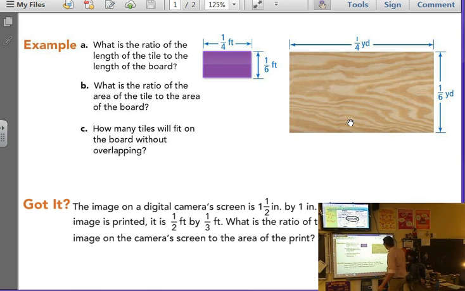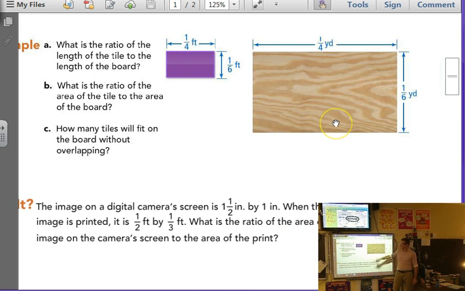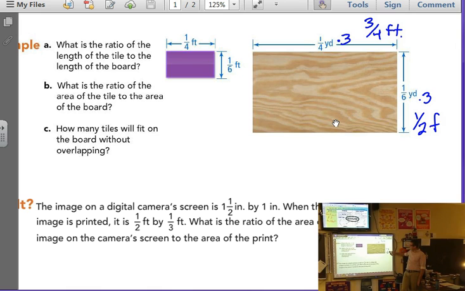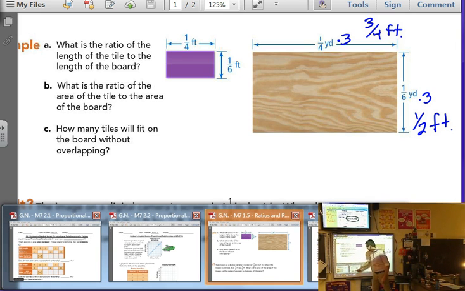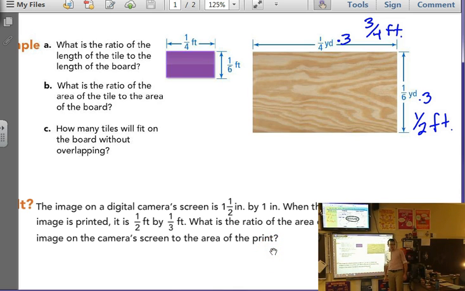So, how do I go from yards to feet? What's my conversion? 3 feet is a yard. Yeah, 3 feet equals 1 yard, so I can really multiply these by 3. So this gives me 3/4 of a foot. And this would give me 3/6 or half of a foot. So those are now going to be the values that I use to compare.